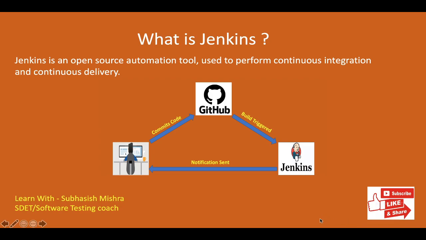In this picture, we see a developer writing code and committing the same code to GitHub. Jenkins is getting the code from Git and triggering a build, and after completion of the build, sending a notification to the developer. That will be the build result, whether it is successful or failed, or if you want to send some email kind of report, you can send that also. Jenkins makes the overall process easy and faster.